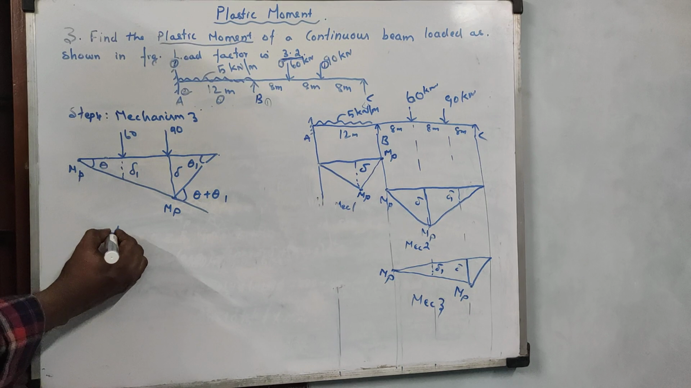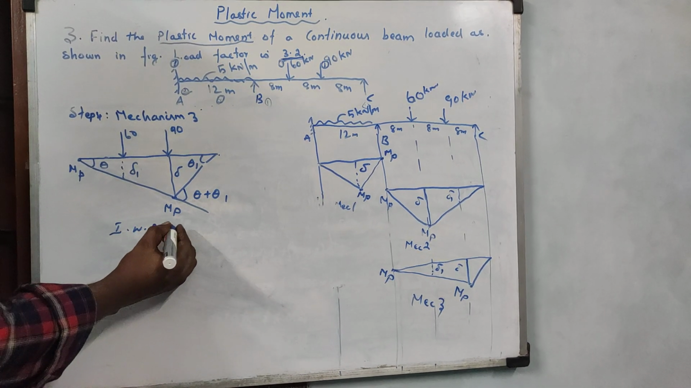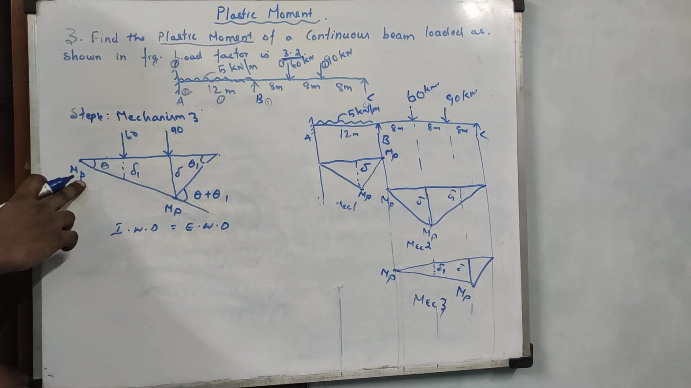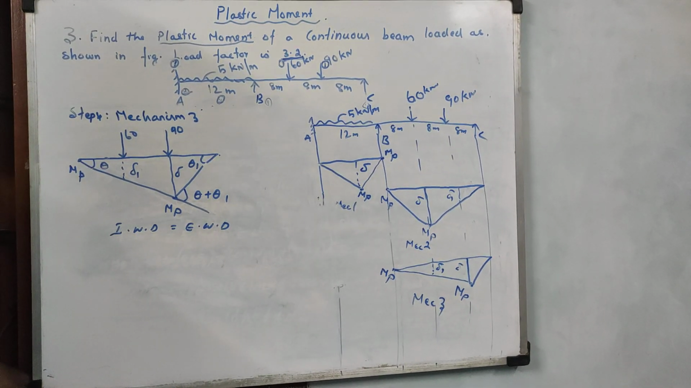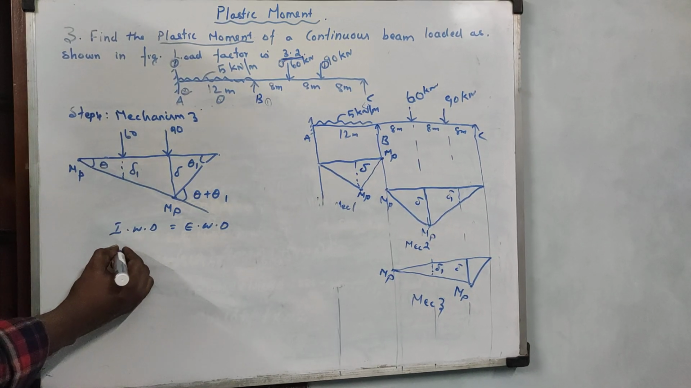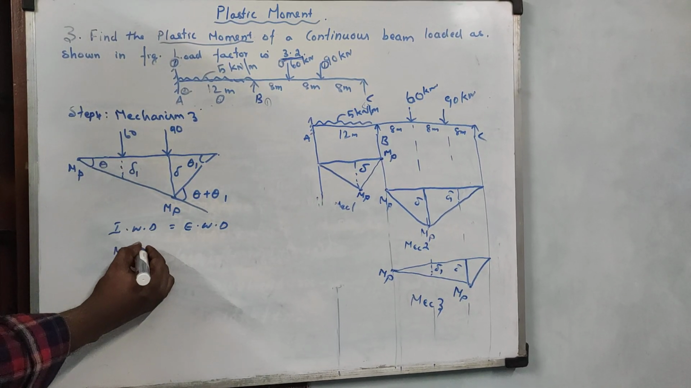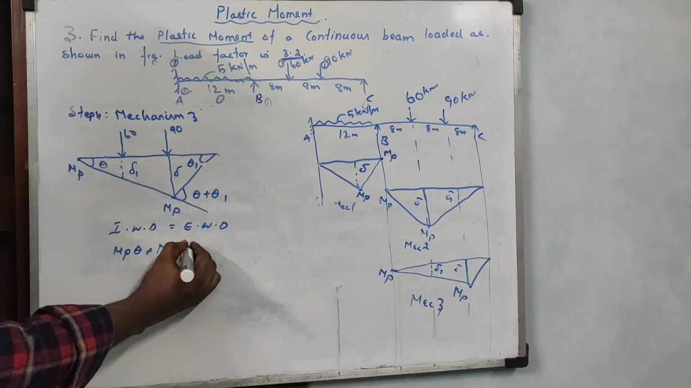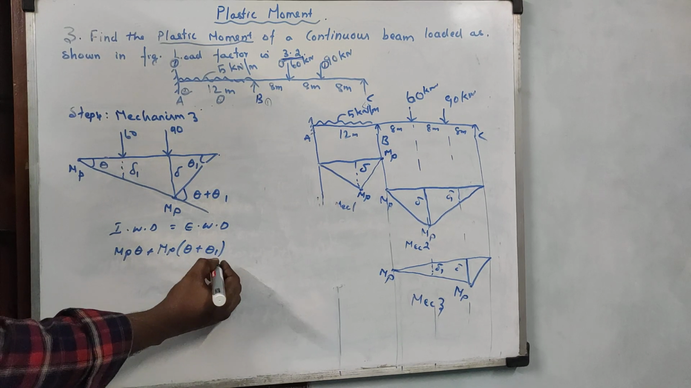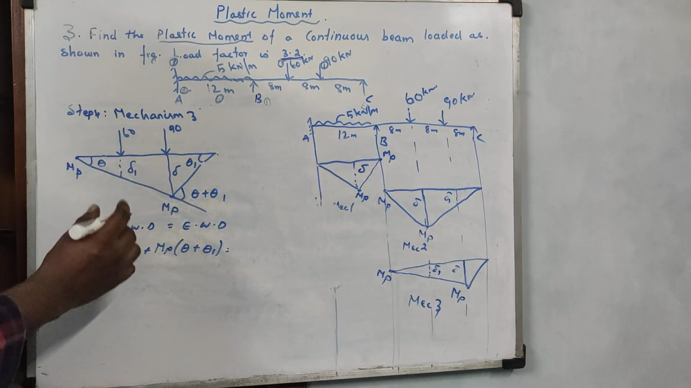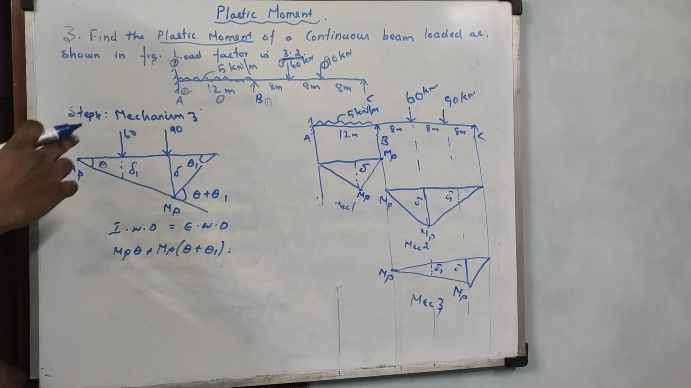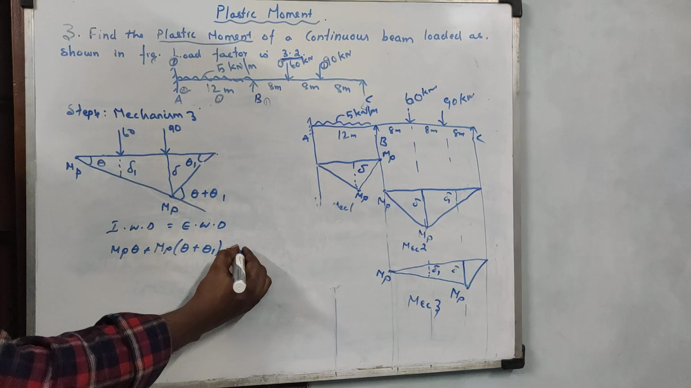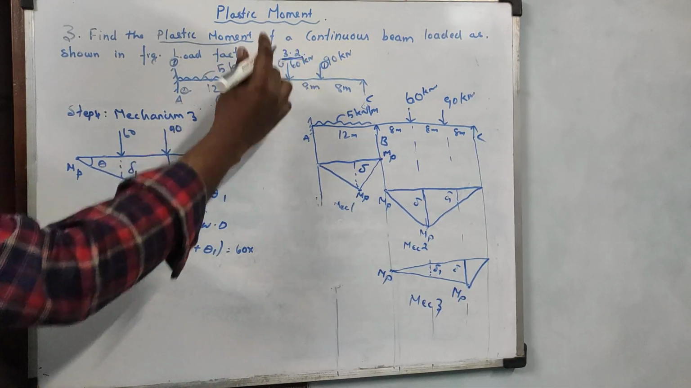We know that internal work done equals external work done. Internal work done is plastic moment into angle. Here there is a plastic moment MB into angle theta, plus this plastic moment MB into the angle theta plus theta 1, equals external work done. You know that if it is point load, it is load into deflection under the load. Here the load is 60, and we have to consider load factor 3.2.